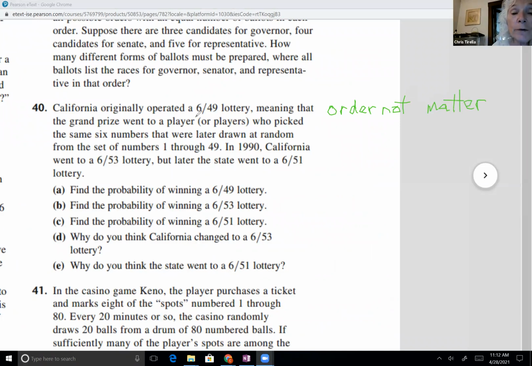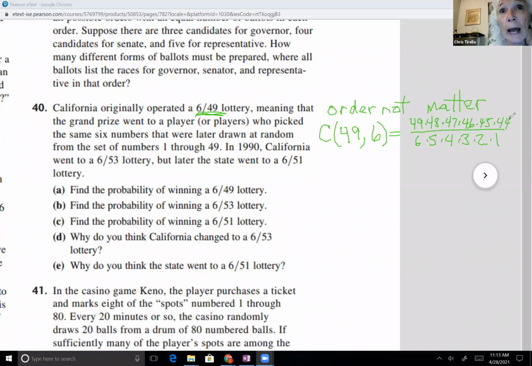And so the sample space for that 6/49, if order does not matter, it's a combination. From 49, I want to pick 6. I'm sorry, it would help if I wrote correctly. Let's try that again. From 49, I want to pick 6. So that would be 6, 5, 4, 3, 2, 1 in the bottom, and in the top, I'd have 49 times 48 times 47 times 46 times 45 times 44. No, I don't expect you to figure this one out by hand. You can use a calculator to find those products. So that's the number of ways of doing it. There's only one winning combination, so the probability of winning would be 1 over that answer.